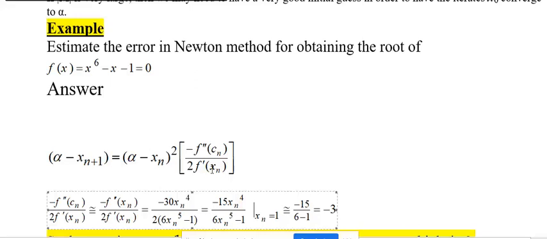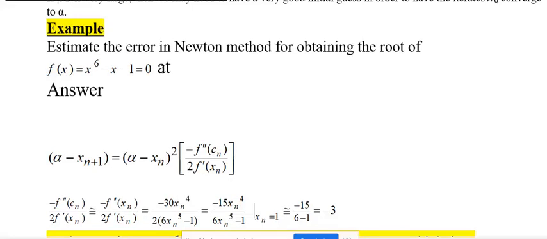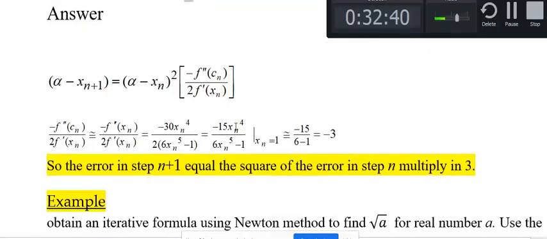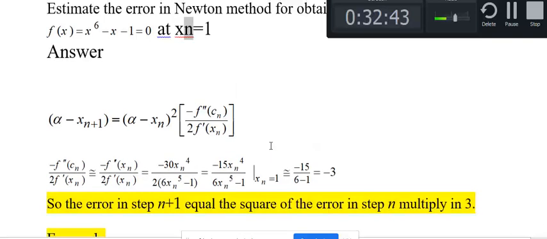And here we can evaluate this fraction at a point. Let's write in the question at x equal 1. We must write it xn, not x. At xn equal 1. So we evaluate this fraction at xn equal 1, which is a chosen point. The result is minus 15 over 6 minus 1, which is minus 15 over 5, which is minus 3.